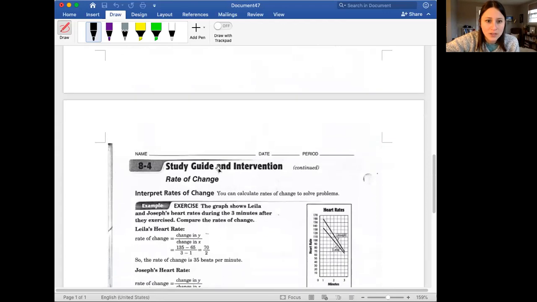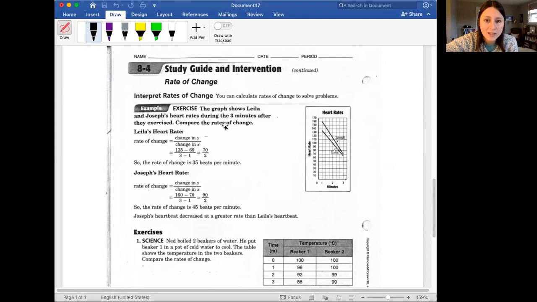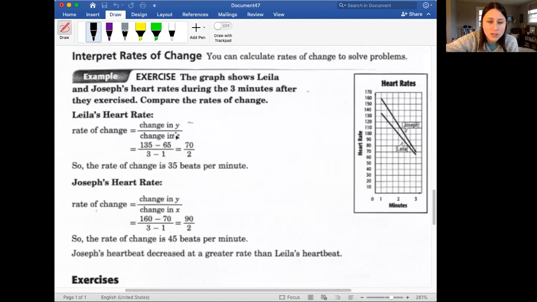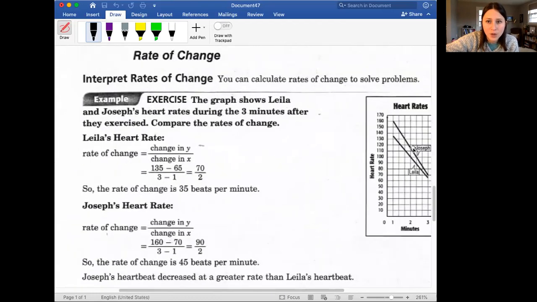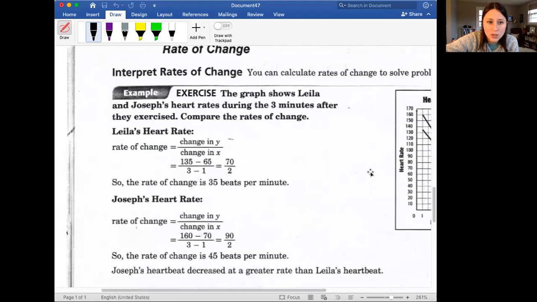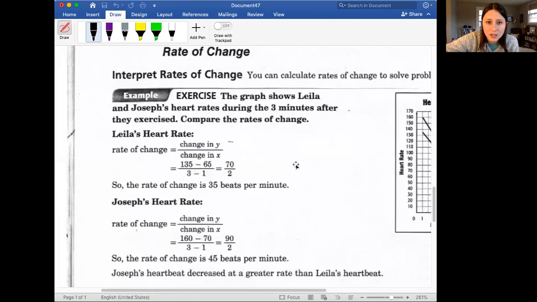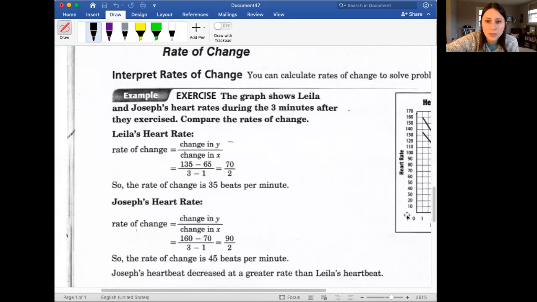All right, looking at the back. So now we're comparing the rate of change for 2 lines. And so really what we're doing is we're looking at each individual line, and then calculating the rate of change for each one and comparing the two. So if you look at this example here, there's a graph where you have Joseph's heart rate and Layla's heart rate. And I don't know why it's not letting me move over here at the graph, but basically we're going to find 2 points.